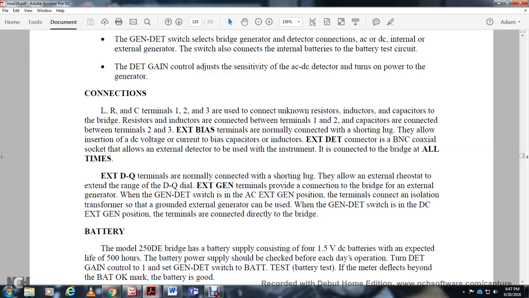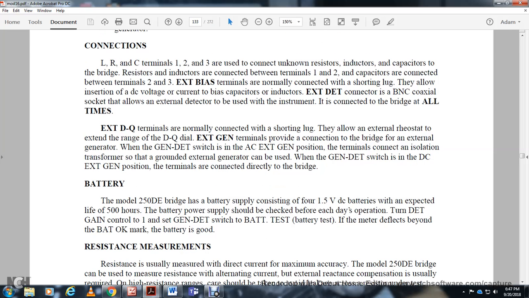Extended DQ terminals normally connect with the short lug that allows the external rheostat to extend the range of the DQ dial. Extended GEN terminals provide the connection to the bridge with the external generator. The generator DET switch: in the AC position, the external generator terminals are connected with the isolation transformer. The ground external generator can be used while the generator DET switch is in the DC extend GE position, with terminals connected directly to the bridge.